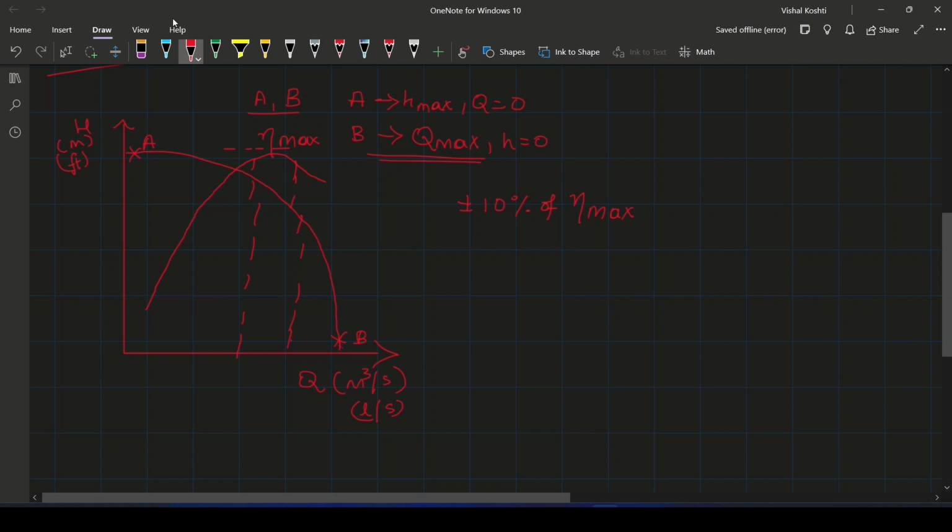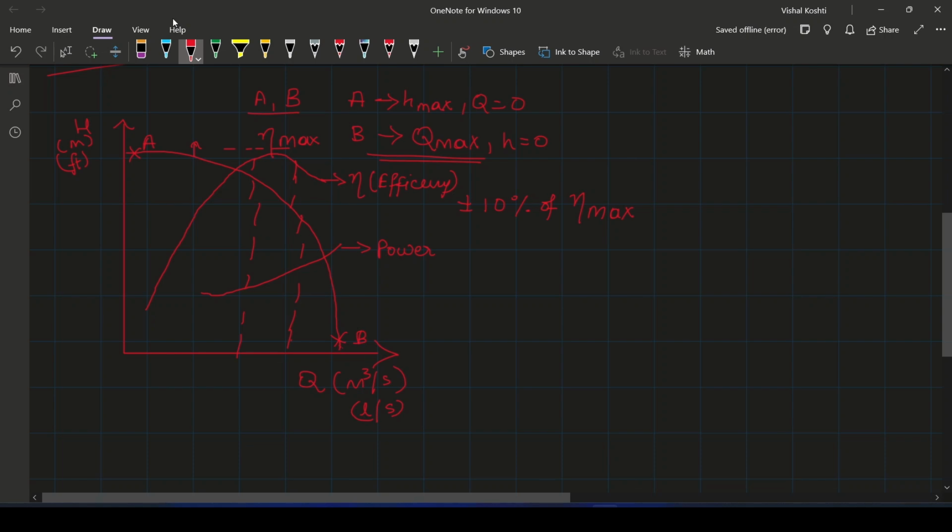Okay, and the next point is we'll be drawing the power consumption. As the discharge or the flow rate increases, the power consumption also gradually increases. And this is the power, and this is the efficiency, and this is the head versus discharge.